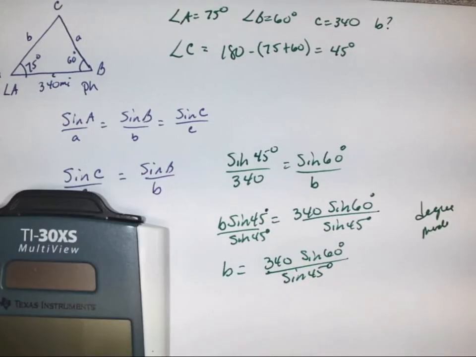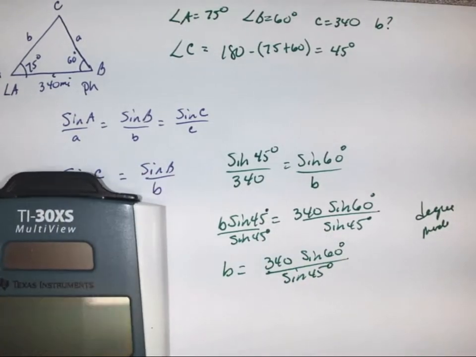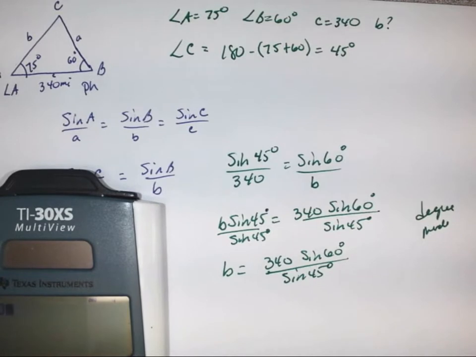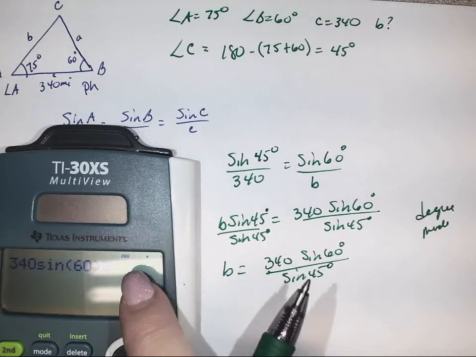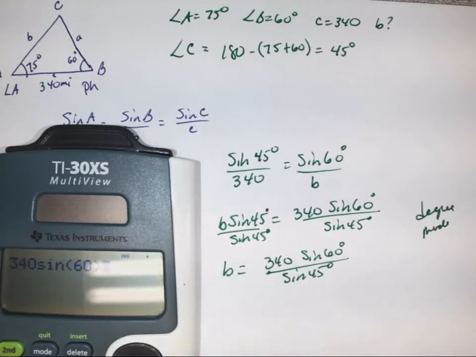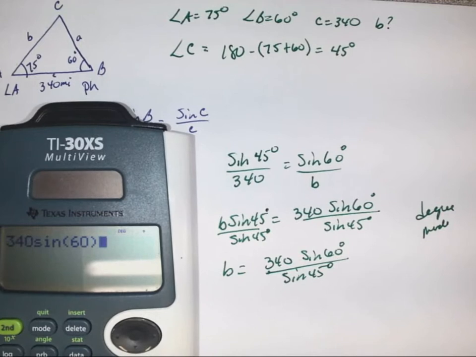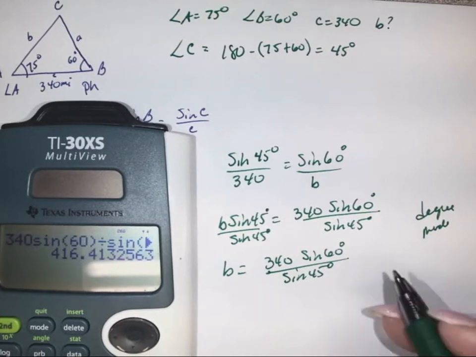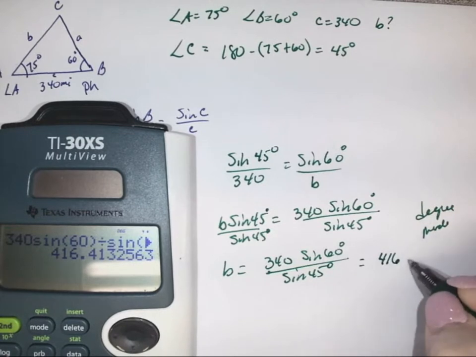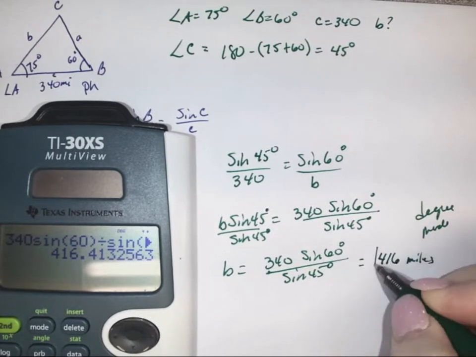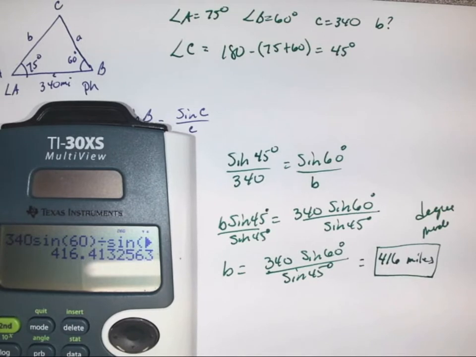All right, so let's turn on our calculator. So we have 340 times the sine of 60, and I can see we're in degree mode. And then we'll divide by the sine of 45. And we'll find that it is 416 miles. So there we go.